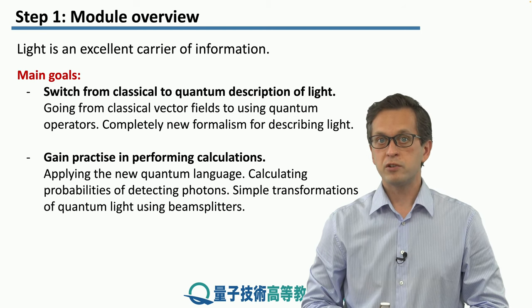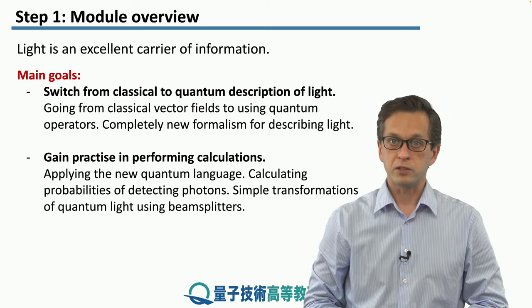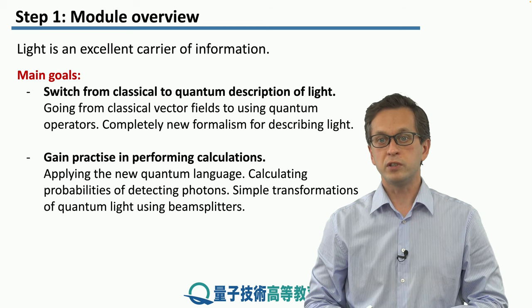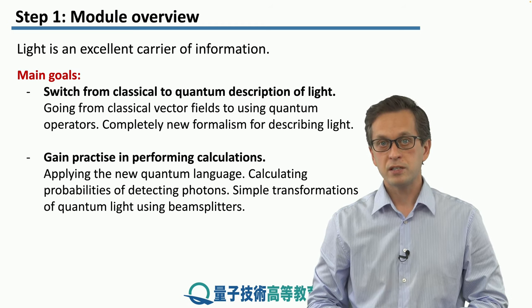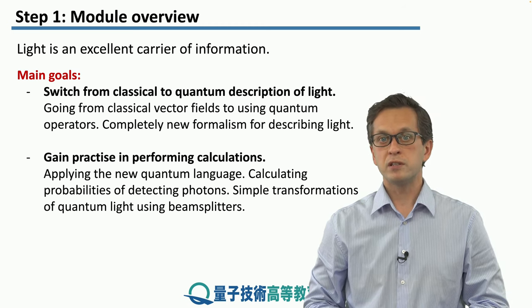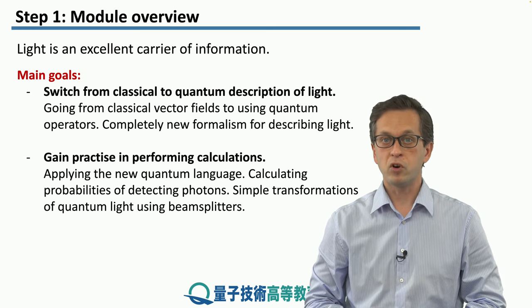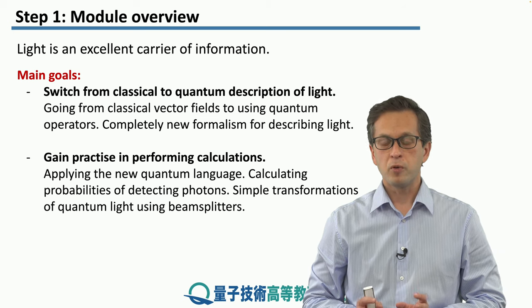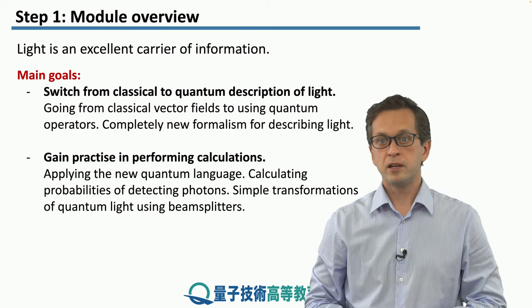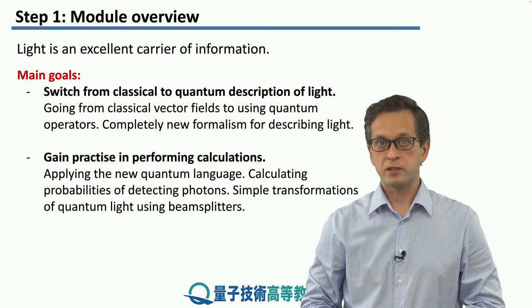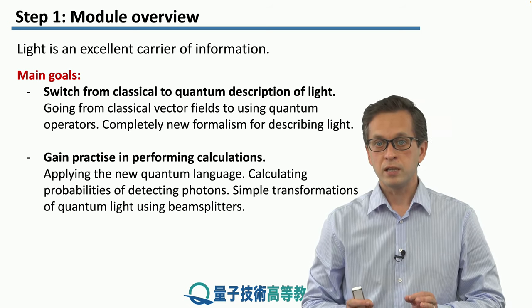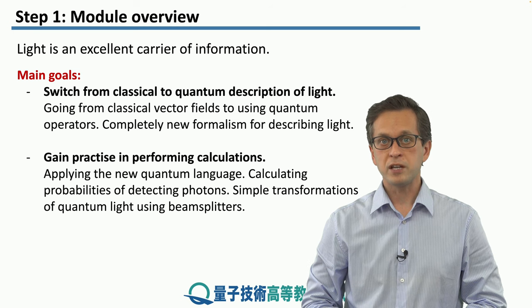What we are mainly interested in is calculating photodetection signals, that means probabilities of detecting photons with detectors, and also give you experience in how to handle simple transformations of quantum light, mainly in the form of beam splitters. Both measurements of quantum light and transformations in the form of beam splitters play a crucial role in quantum networking. Therefore, it's the central goal of this module.